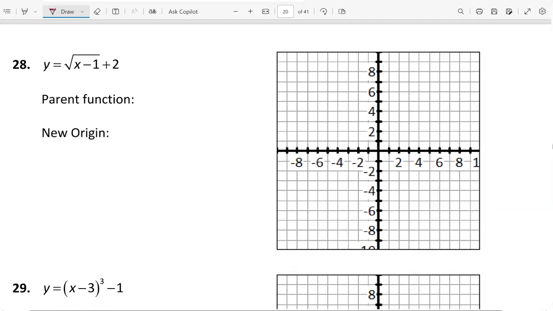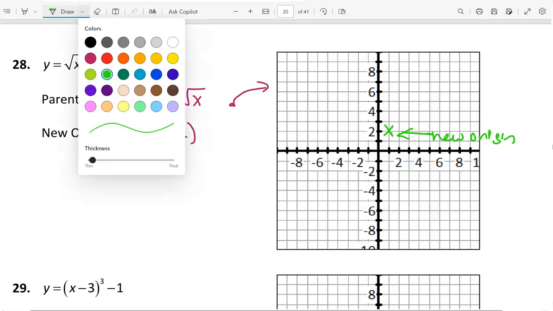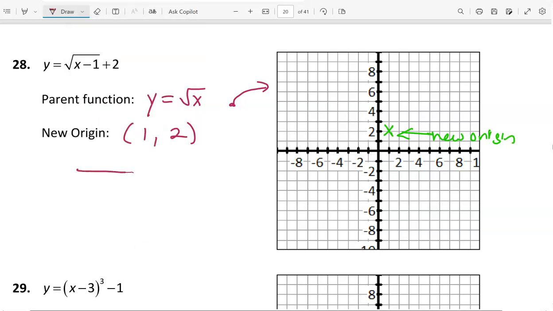For number 28, the parent function is y equals the square root of x, which has that characteristic half of a parabola pointing sideways shape. The new origin is at the point 1, 2. So let's graph the point 1, 2. Right there is the new origin. Then in order to graph from there, I'm going to use the parent function for the square root of x.